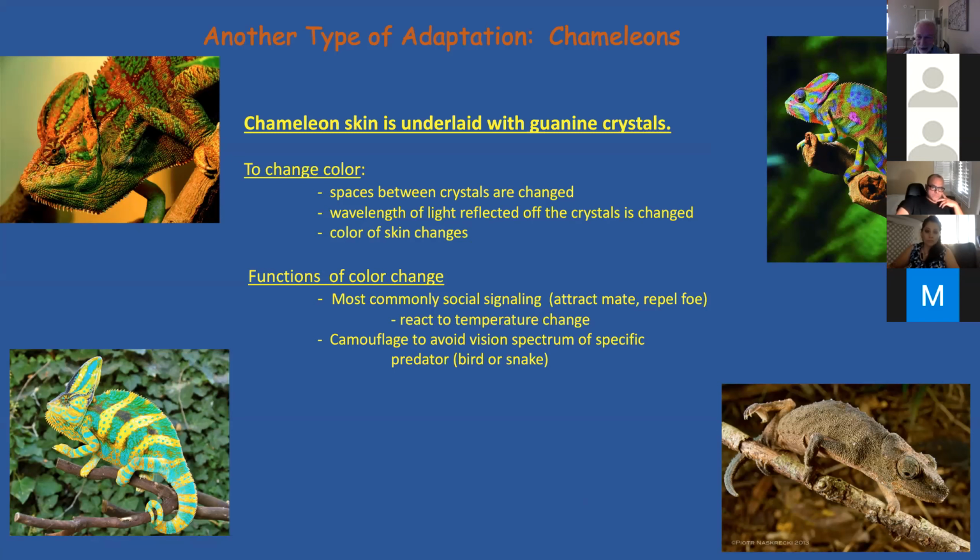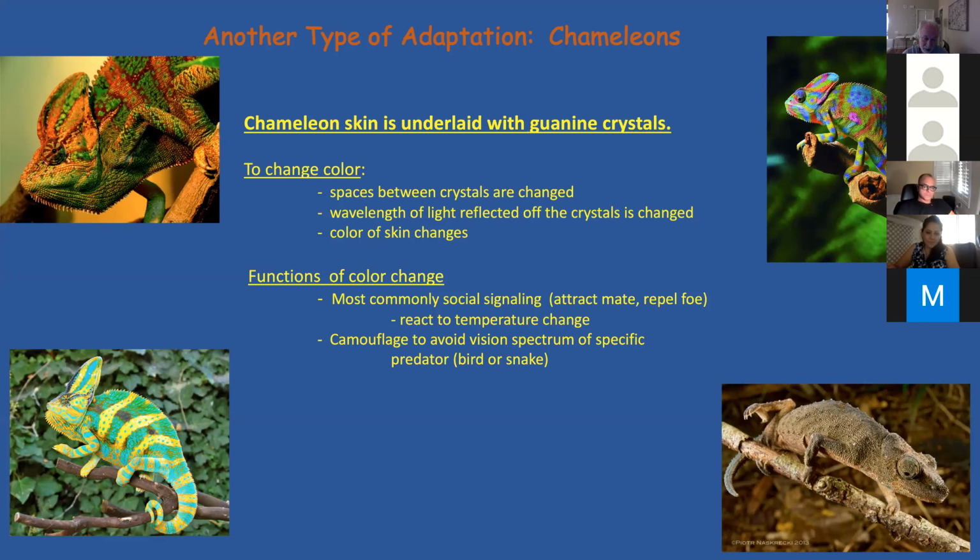And you see examples of how dramatic these color changes can be. Again, this is an adaptation. It's not evolution. Now, what are the functions of color change? It's most commonly thought that it's camouflage, but not really. Most chameleons use color change for social signaling, either to attract a mate or to repel a foe.